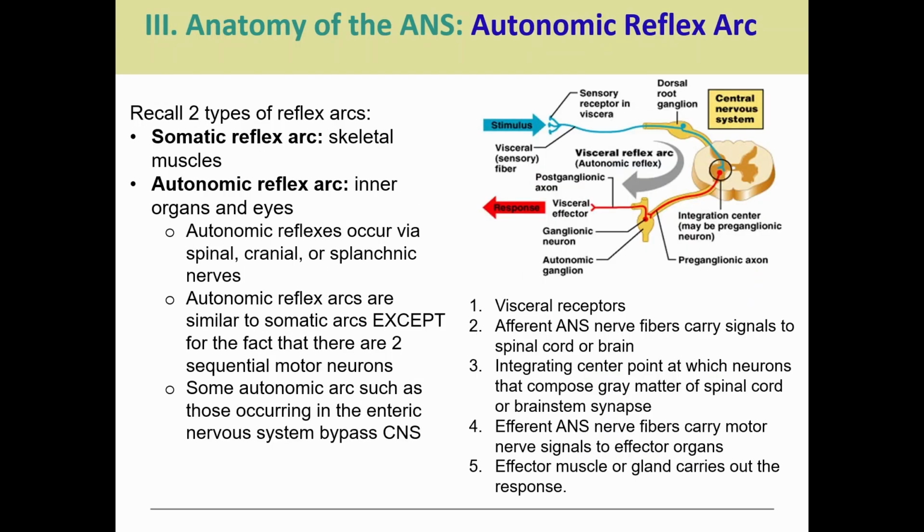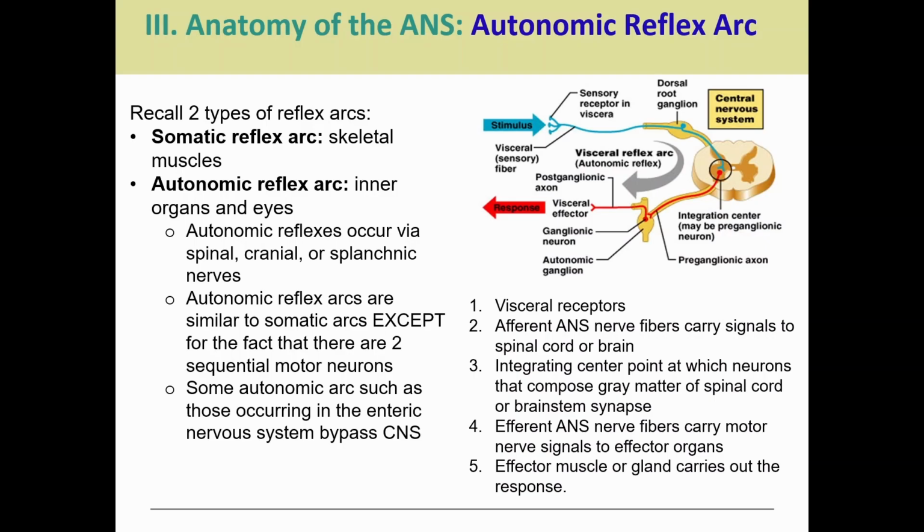So just remember there's two different types of reflex arcs. There's a somatic reflex arc, which is the skeletal muscles. This is like when you tap below the knee and you get that leg kick. Autonomic reflex arc, this is going to be your visceral organs, your eyes, right? And these can occur via the spinal, cranial, or splanchnic nerves.